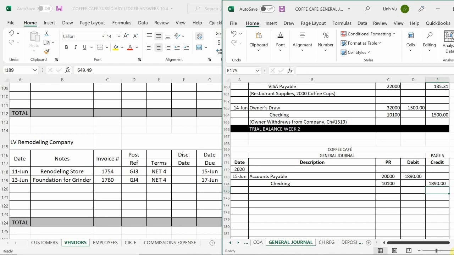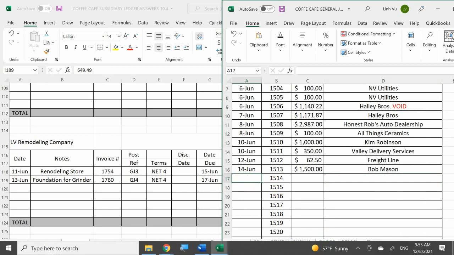And then we need to go to the bank register, the checking register, to find the number of the check. June 15th. Yes, 1,890, Las Vegas remodeling. And we have to go to the ledger of the checking account.